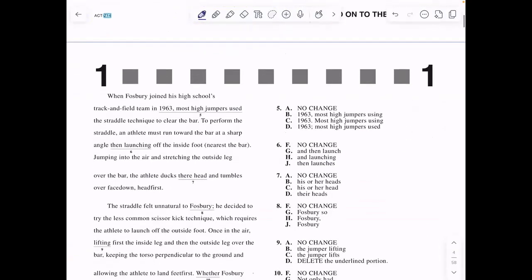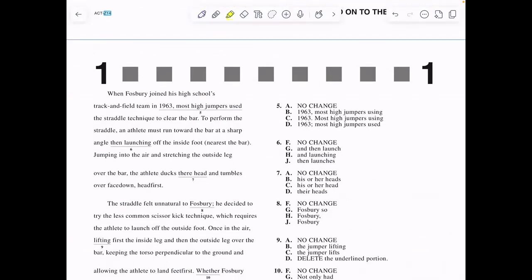keep reading. When Fosbury joined his high school's track and field team in 1963, most high jumpers used the straddle technique to clear the bar. Let's break this one down. This looks to be a very traditional ACT sentence. When Fosbury joined his high school's track and field team in 1963. That is a dependent clause. It does not start with a subject verb. It can also not stand alone. Then we have most high jumpers use a straddle technique to clear the bar. Independent. We just said dependent and independent are separated with a comma. No change is my answer.